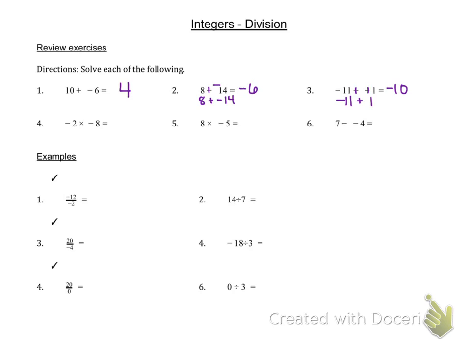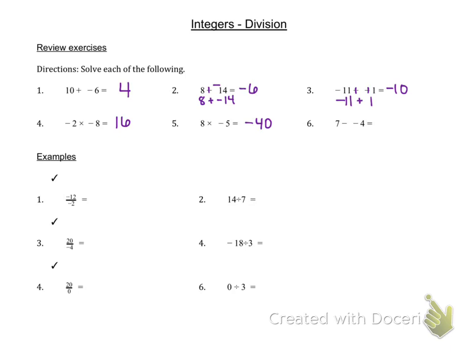Number 4, negative 8 times a negative 2. That's going to be a positive 16. A negative times a negative is a positive. Number 5, 8 times a negative 5. It's going to be a negative 40. A positive times a negative is a negative.